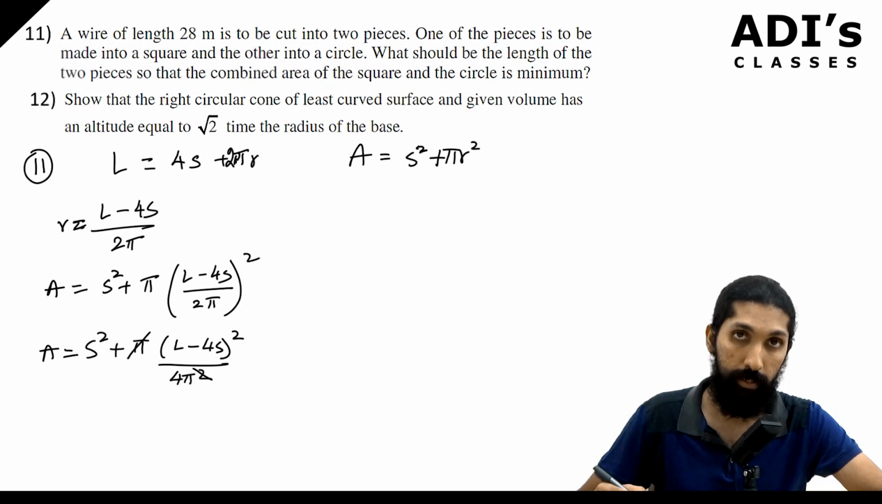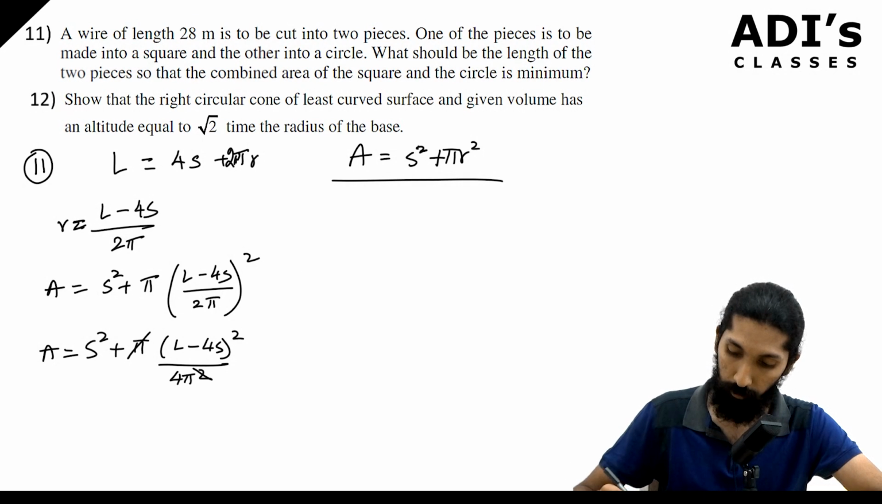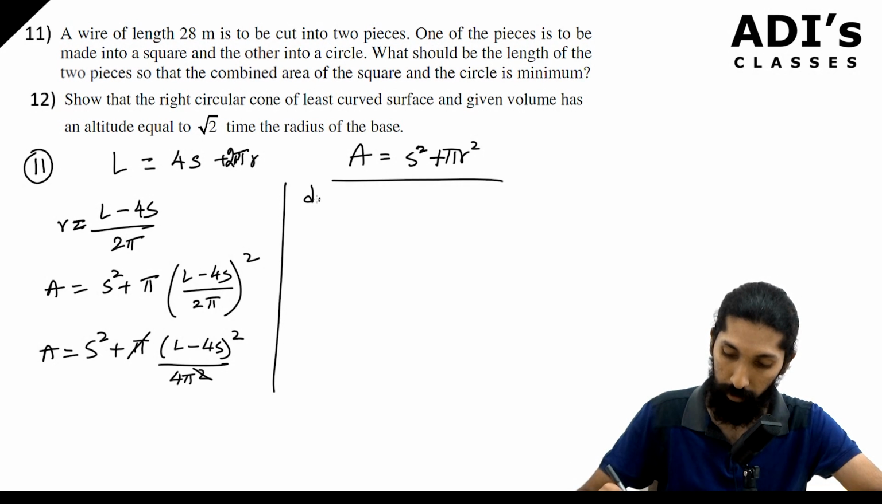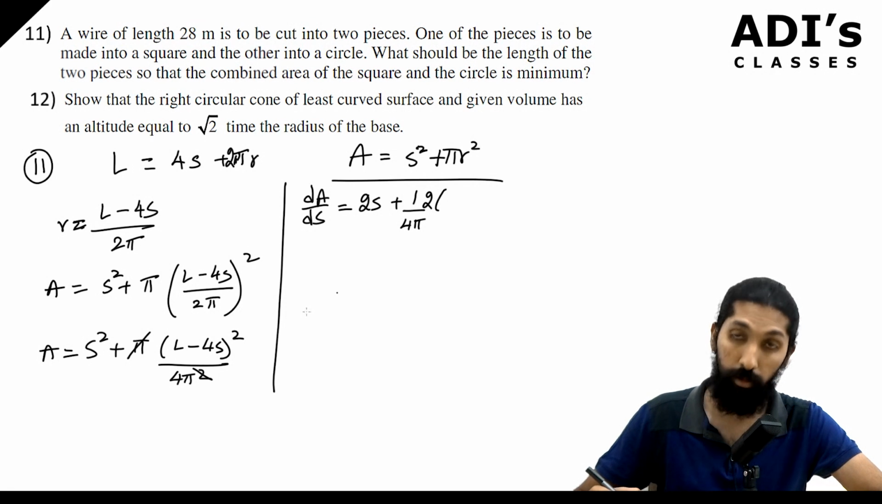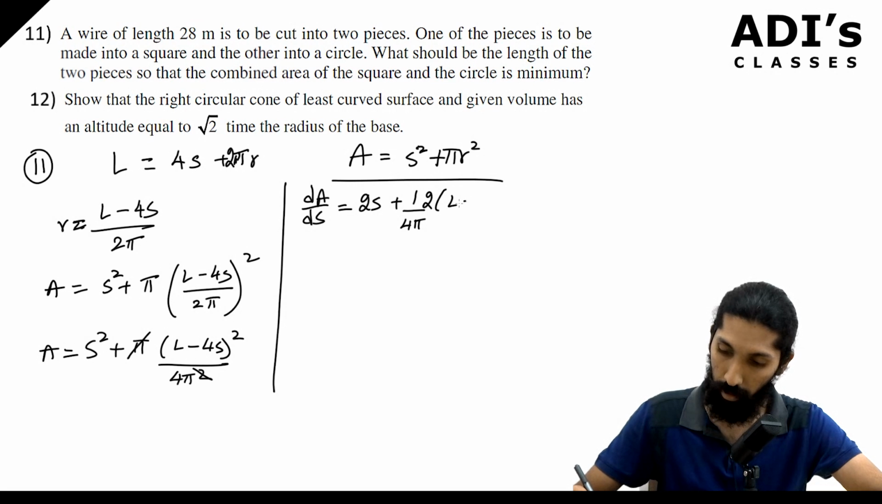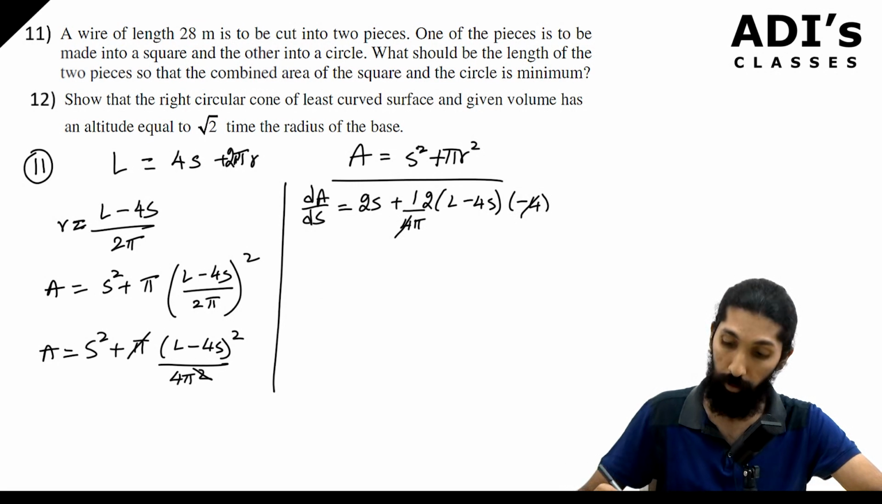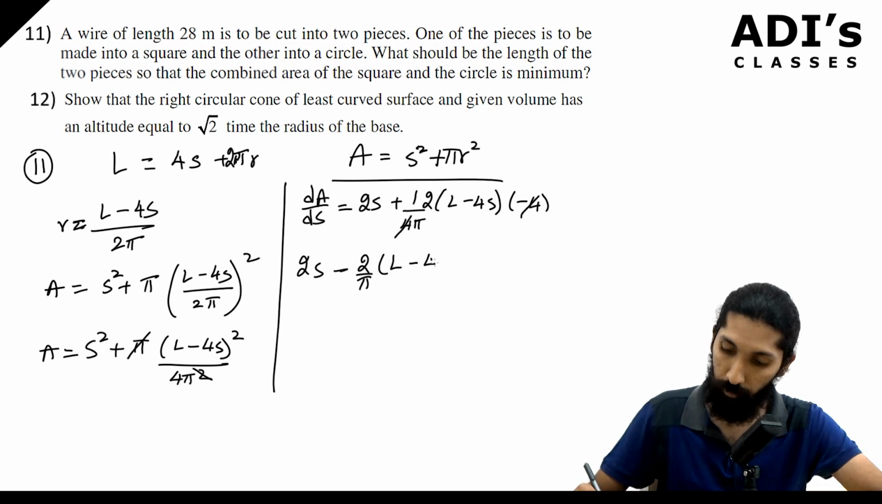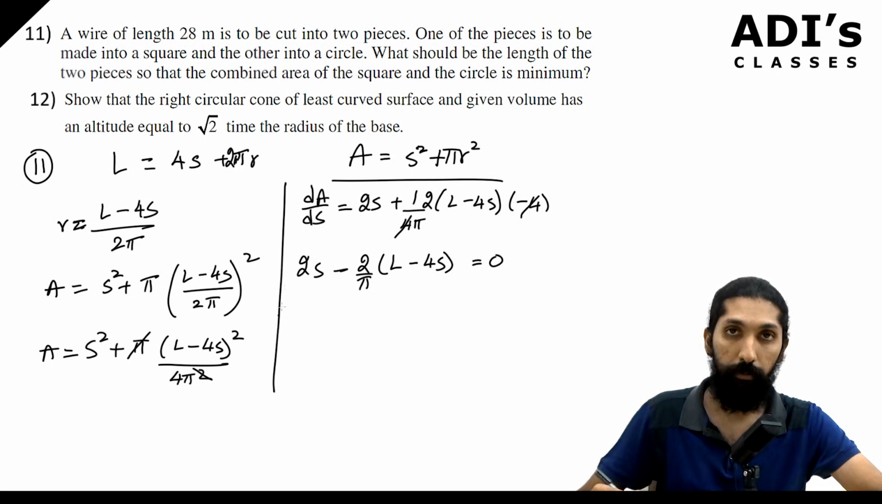Differentiate with respect to S. If you differentiate with respect to S, dA by dS is equal to 2S plus 1 by 4 pi into 2 because of the power, (L minus 4S) into minus 4. So 4 and 4 cancel. Now what do you have? 2S minus, because of the minus sign, 2 by pi into (L minus 4S). You equate this to 0.